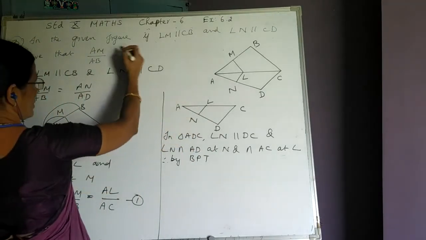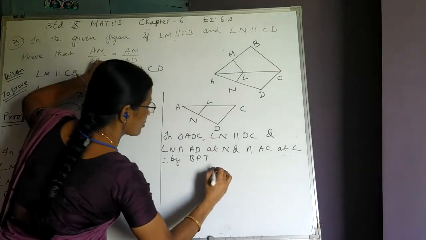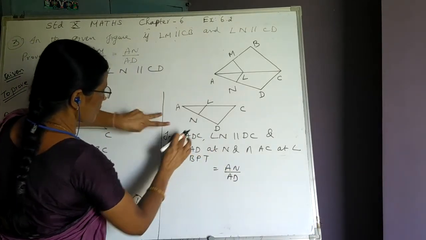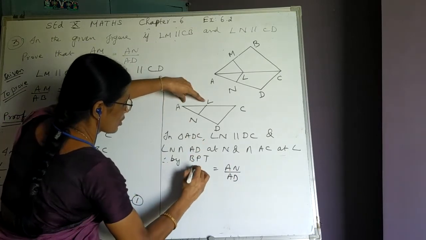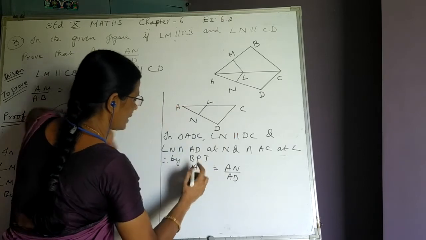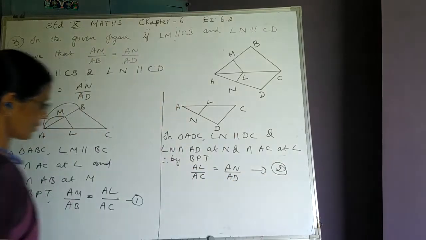Again I go to the result. AN upon AD is present in the question. So I am going to take that ratio only, AN upon AD. The place I take AN, on the other side what should be taken? AL. The place I take AD, the other side AC. This is the second result.